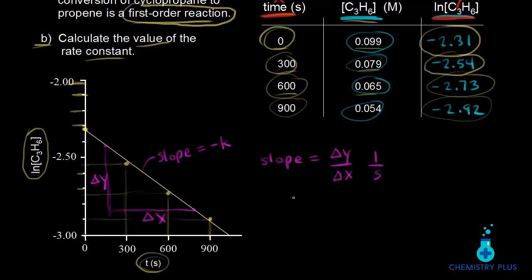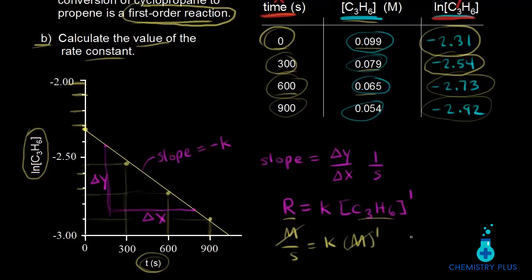And we could have figured the units out a different way by using the rate law. So this is for writing the rate law for our reaction. The rate of our reaction is equal to the rate constant k times the concentration of cyclopropane to the first power, because this is a first order reaction. The rate of a reaction would be in molar per second, and so this would be times k, and then the concentration would be molar, and this is to the first power. So obviously, the molars would cancel, and you'd get k is equal to 1 over seconds. So however you want to think about it, the units for k will be 1 over seconds.